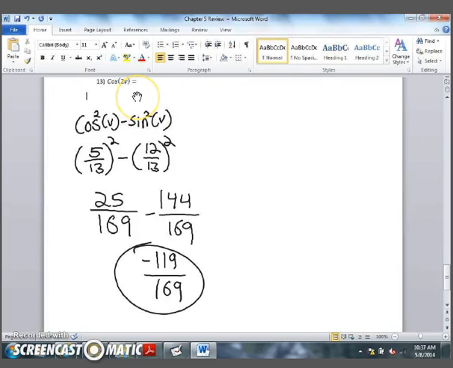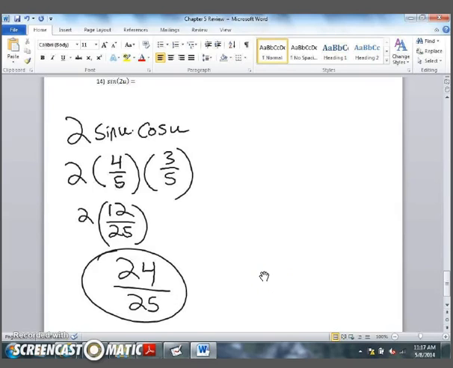Now, notice cosine of 2v is a little different. I chose cosine squared of v minus sine squared of v. Again, there are two other formulas. You can pick either of them. It doesn't matter. You will get the same answer here. Cosine of v is 5/13. Sine of v is 12/13. And then you square both of them, squaring top and bottom. Look, common denominator, and subtract across the top.